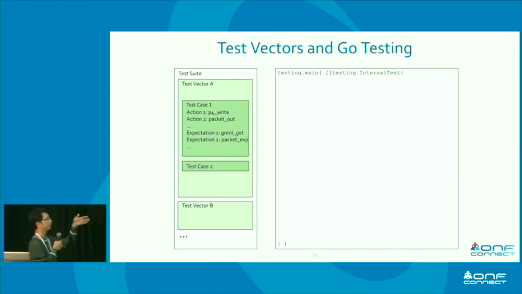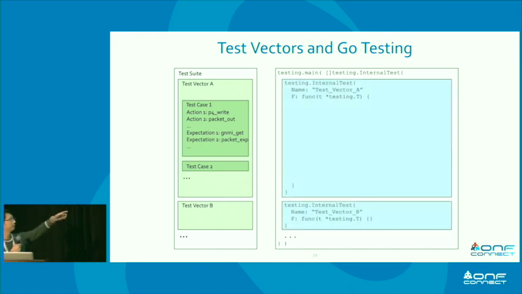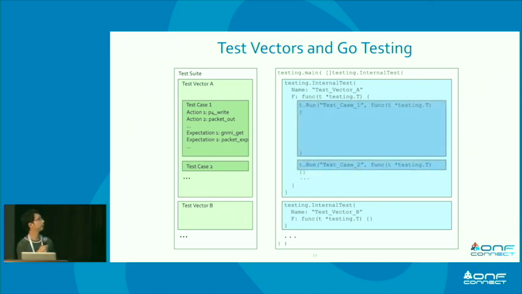We will be showing some pseudocode here to explain how we map test vectors to Go tests. But basically we use the main function from the testing package, which takes a slice of InternalTest. We use that to represent the entire test suite that we run. And then each of the internal tests corresponds to a test vector. And then we use the concept of subtests in Go test to build test cases.